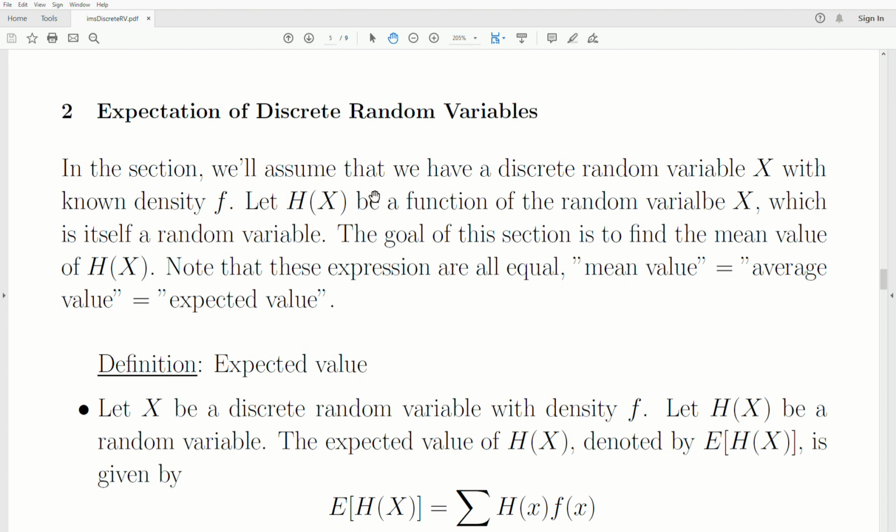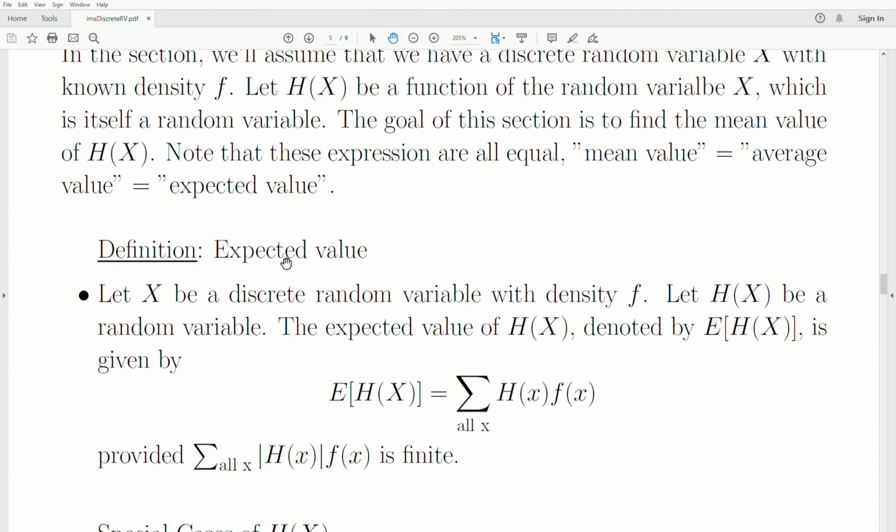So in this section, we'll assume that we have a discrete random variable X with known density f. Let h of X be a function of a random variable X, which itself is a random variable, right? We don't know the values of h. It's assigned by chance because it's based on the random variable X. The goal of this section is to find the mean value of h of X. So note that these expressions are all equal: mean value, average value, expected value, and we'll use them interchangeably.